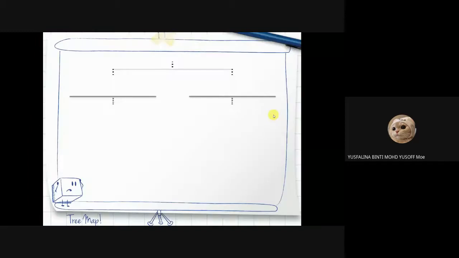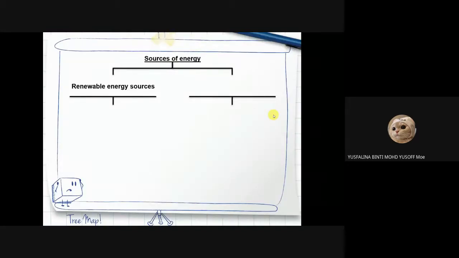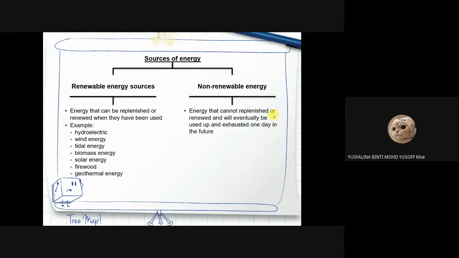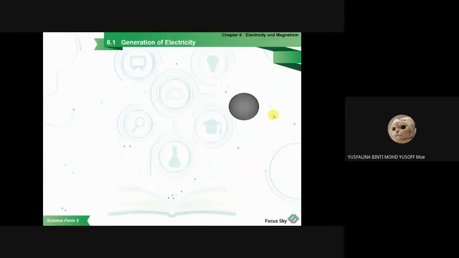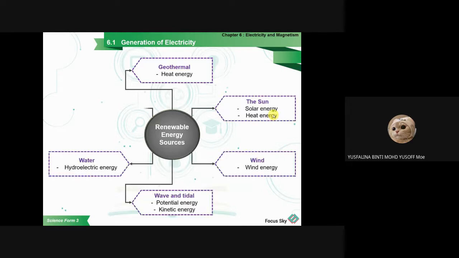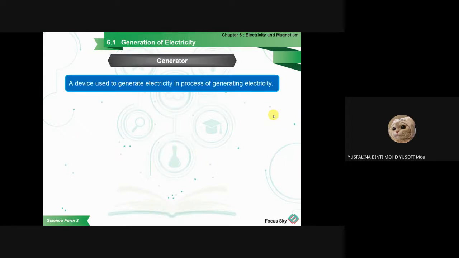Actually, we already learned last week about the sources of energy. There are two types of sources of energy: the renewable energy sources. What is the meaning of renewable energy sources, and also the example? And the non-renewable energy. What is the meaning of non-renewable energy, and also the example? And then the renewable energy sources and what type of energy is produced by them. And also the generator. What is the function of the generator here? The generator is the device used to generate electricity.